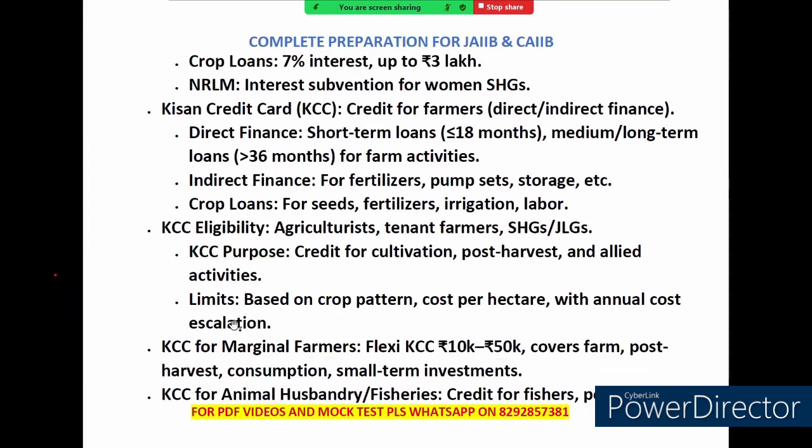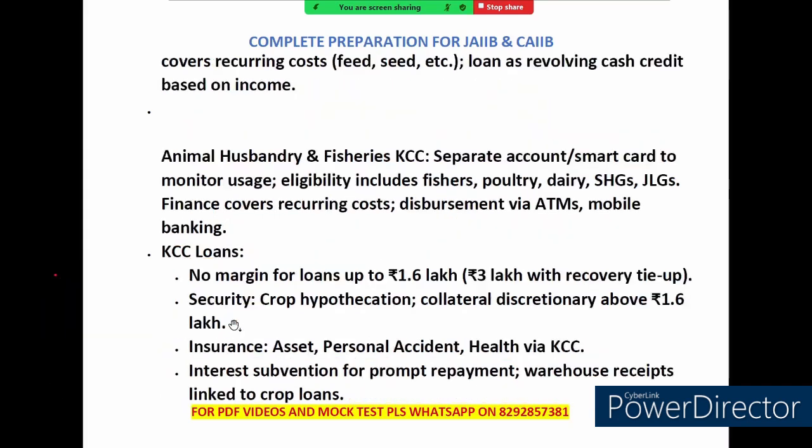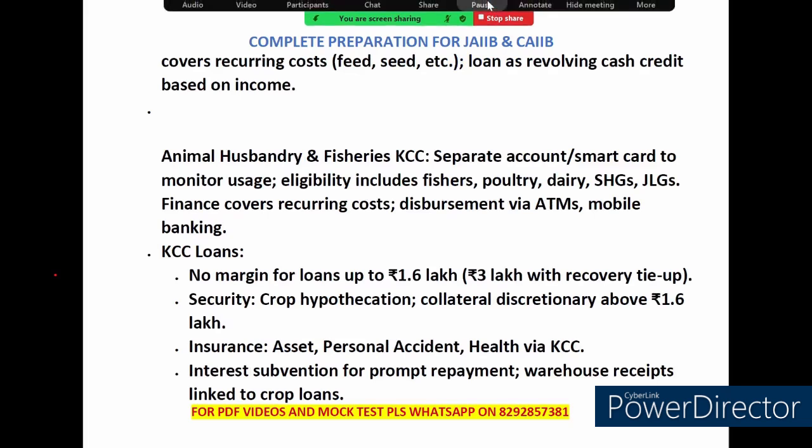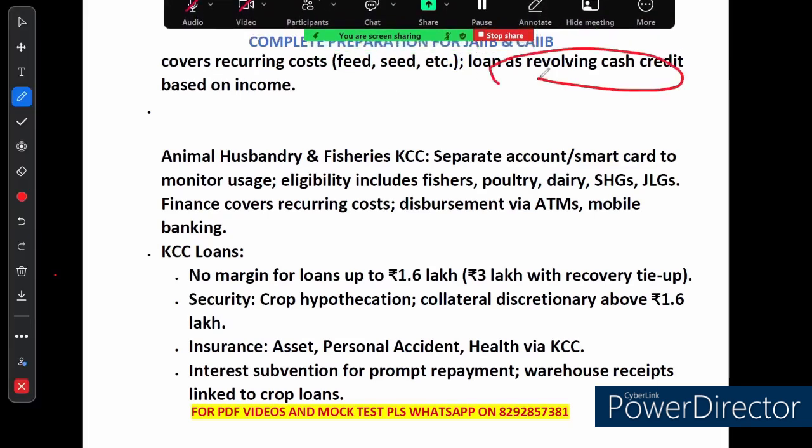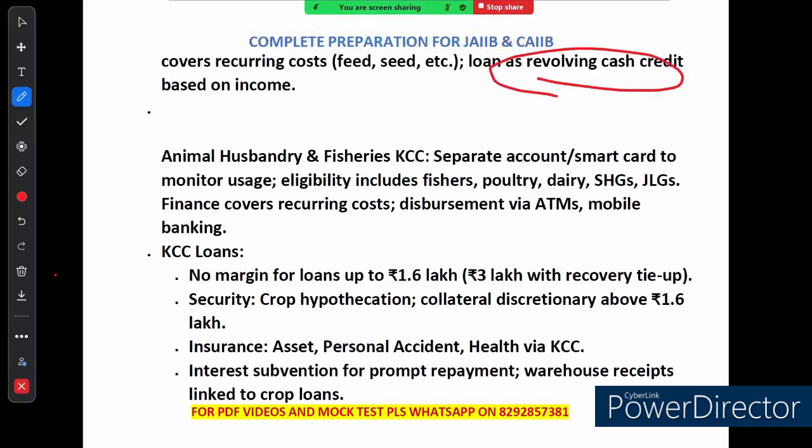Now KCC for animal husbandry and fisheries, farming in these sectors can use KCC for recurring cost like feed and seed. The loan work like a revolving cash credit, meaning they can borrow and repay as needed. Now that's a wrap on this session.